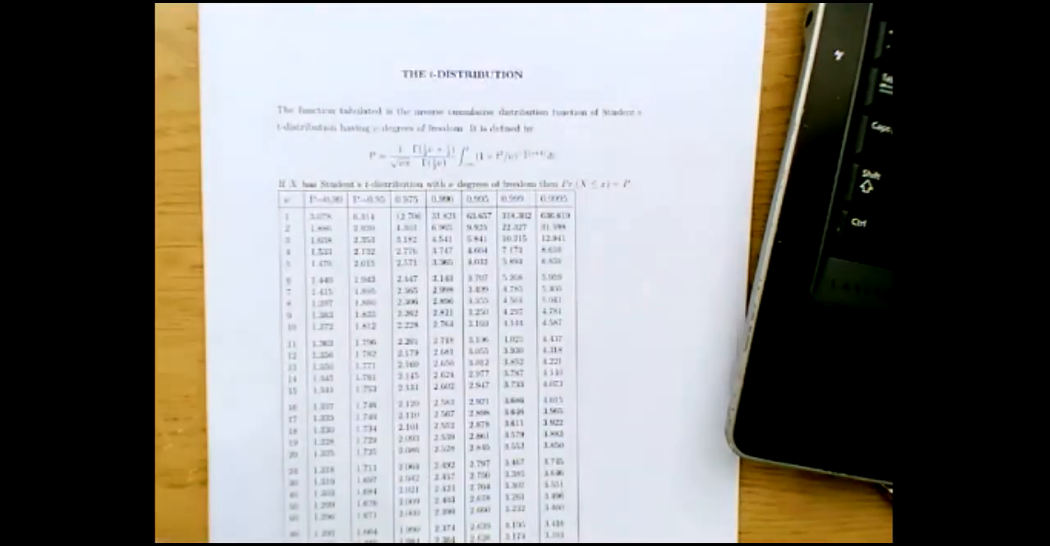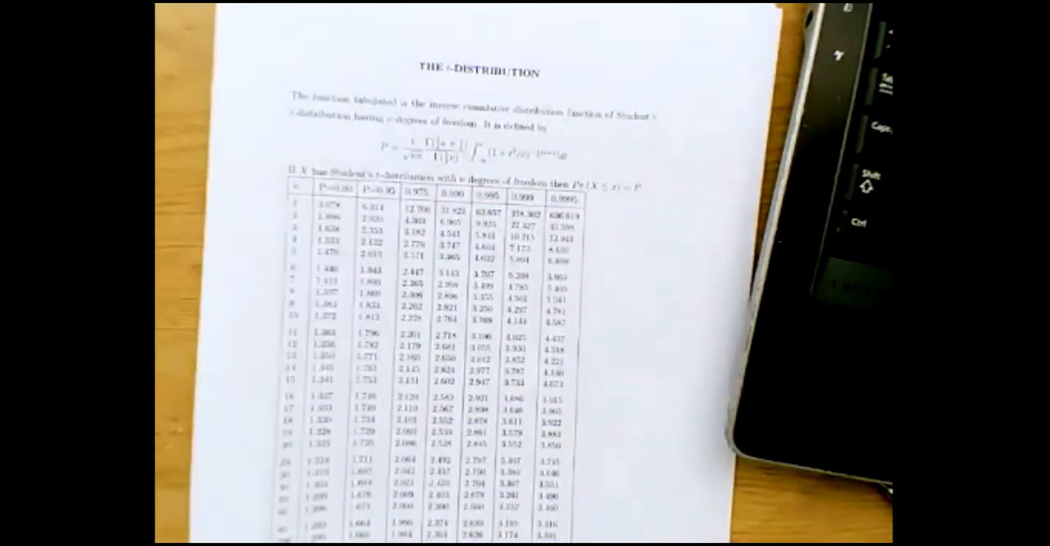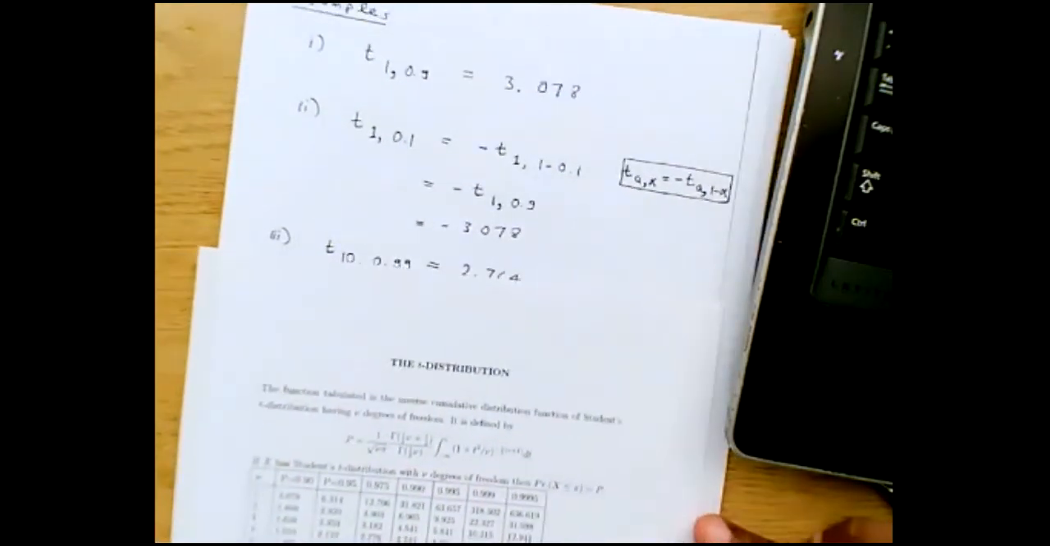And this is the table for the t distribution. This is used to read the percentiles of the t. And again, I did 3 examples. I hope you looked at the videos.